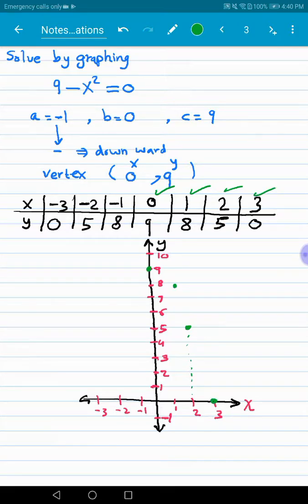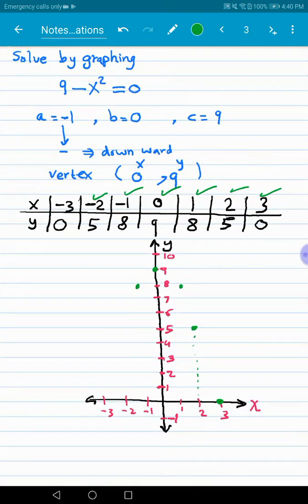The other side, minus 1 and 8, it's approximately here. As we said, there will be a symmetry, so it's the mirror image of the right side. Minus 2 and 5, it's approximately here, and minus 3 and 0. Now let's join these points.